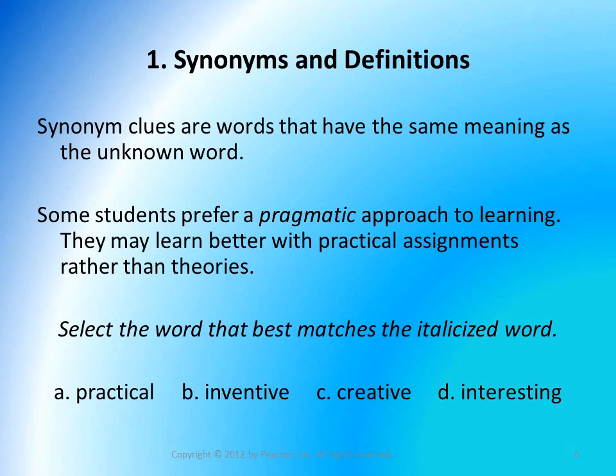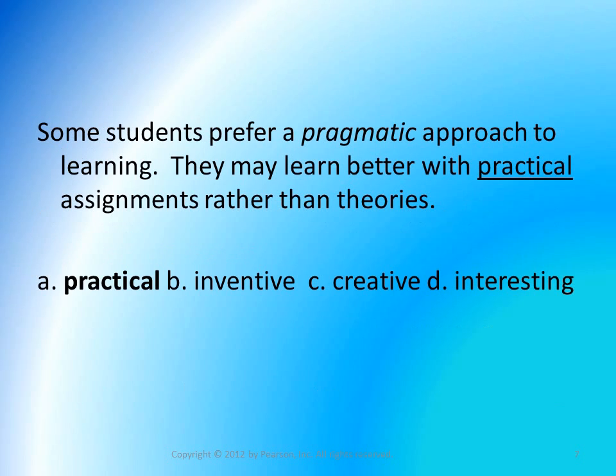Synonyms and definitions are words that mean the same thing as the unfamiliar word. So sometimes the author will put in the sentence a word that means the same thing as the unknown word. For example, some students prefer a pragmatic approach to learning. They may learn better with practical assignments rather than theories. So, in reading this sentence, you can see that the author put the synonym of pragmatic in the second sentence there to help you identify what pragmatic really is. And in this case, pragmatic is a synonym for practical. So authors may do this sometimes, and this will help to build some vocabulary.